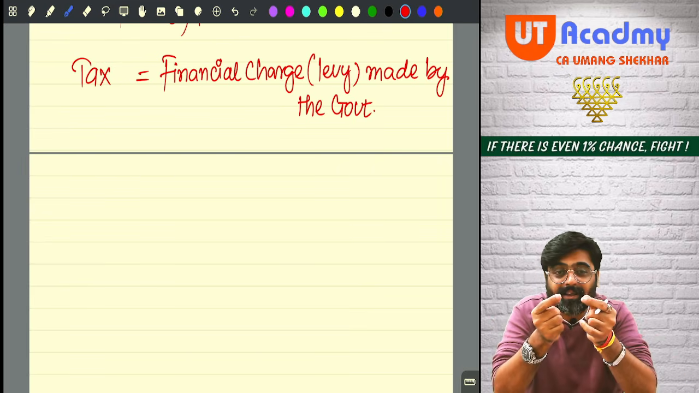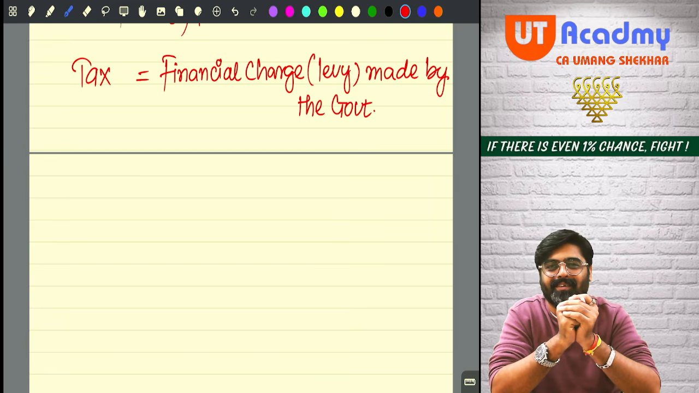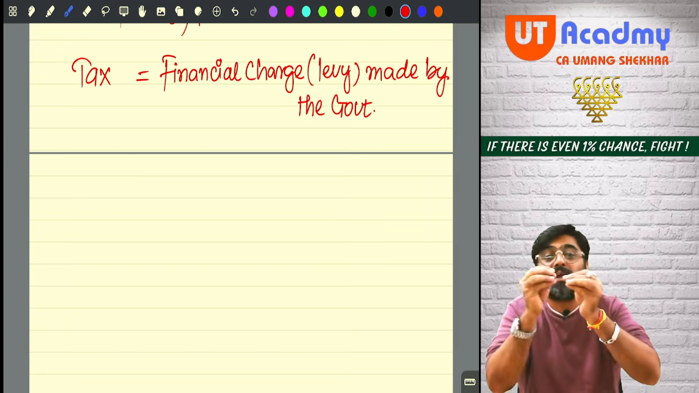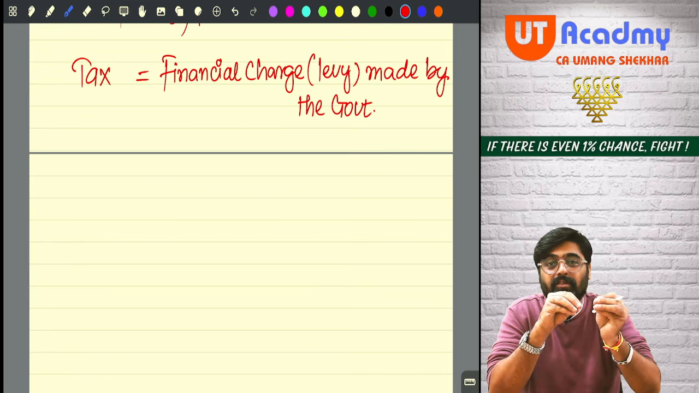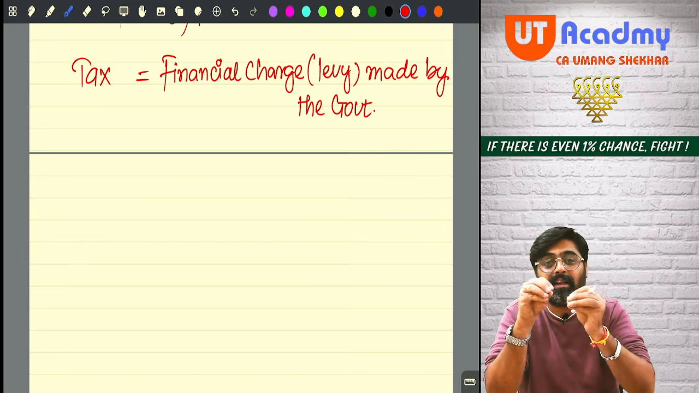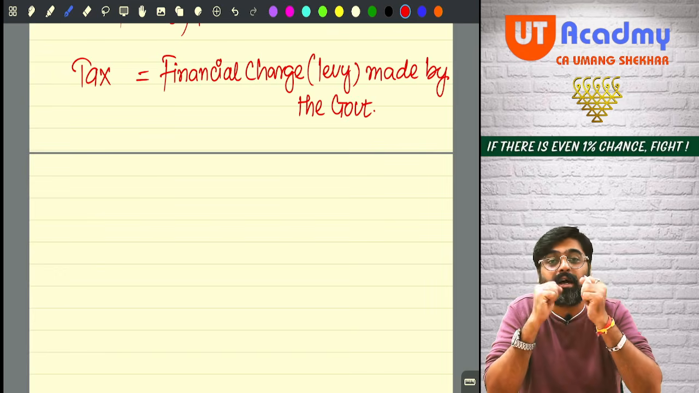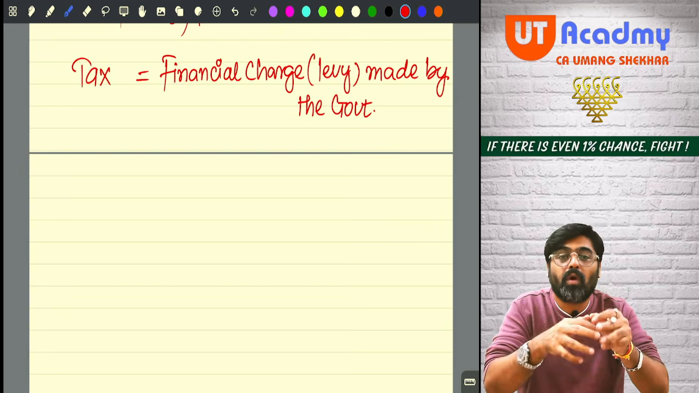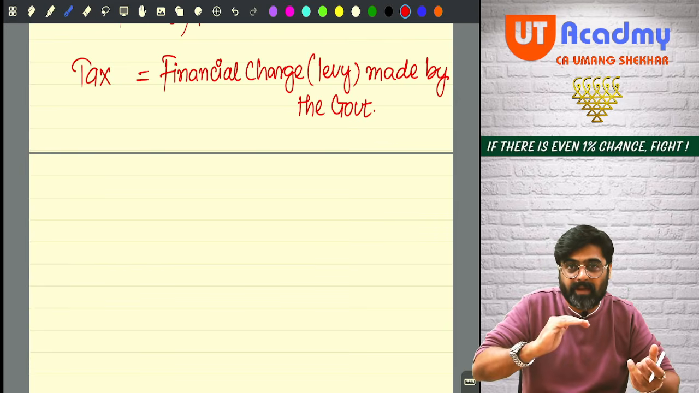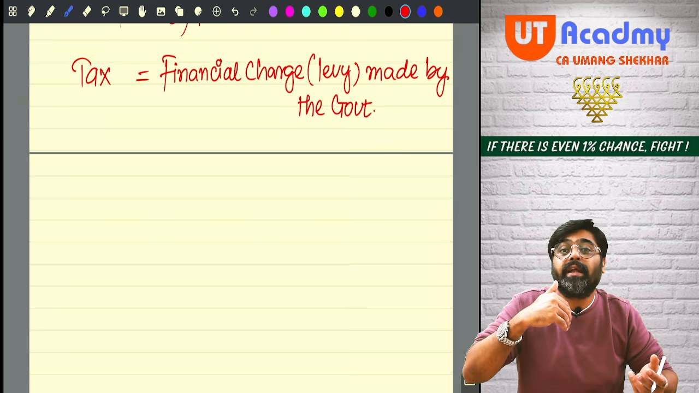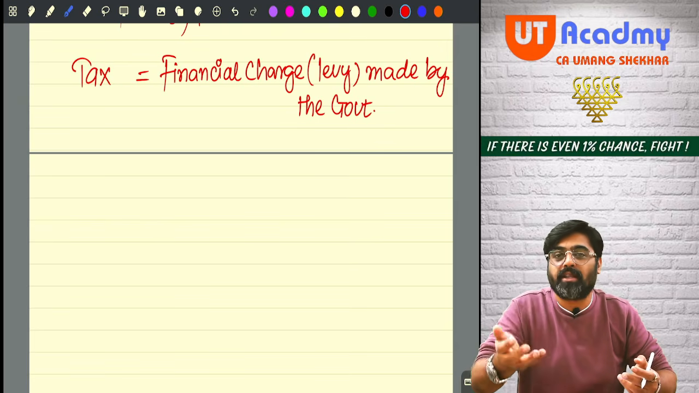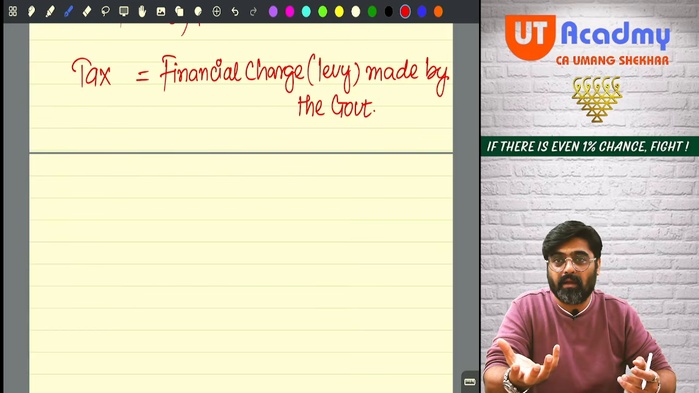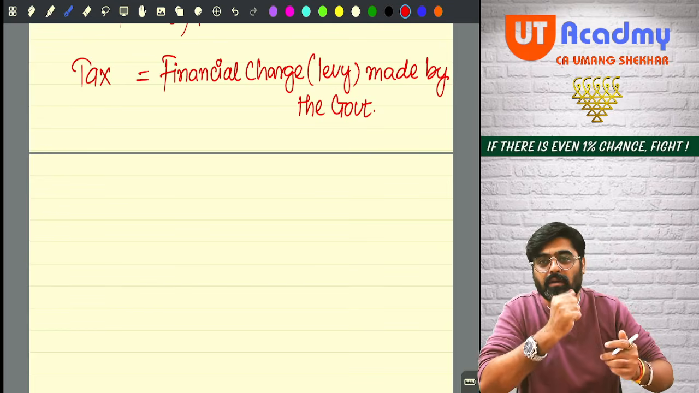It is a financial charge. Government is charging some money. That means financial charge. So the government is charging this on what? Government is creating a charge. Government is levying the tax on what?